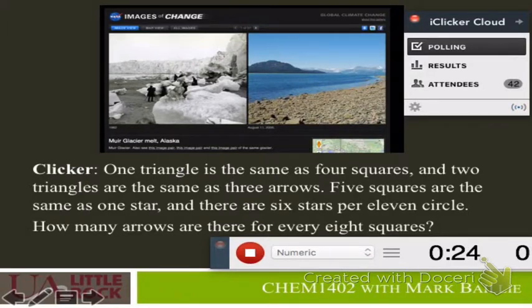Once you log into iClicker Reef, you should be able to choose this course, CHEM1402, Section 10 at UALR. If you haven't been able to get in, talk to your neighbor. This should work on a smartphone, a tablet, or a computer, any of those devices. And when you have an answer, obviously you have to work the problem, and then you have to type an answer and hit send, and it'll send it to me.